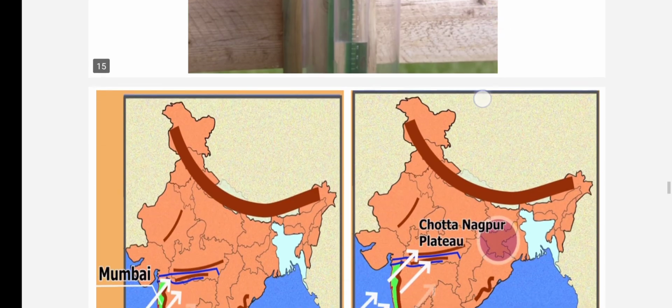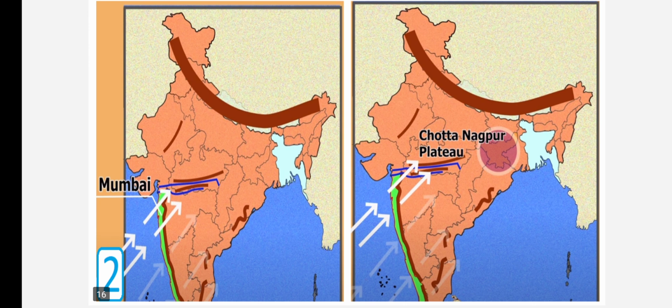Now, the second branch of the Arabian Sea monsoon winds strikes the coast of Mumbai. These winds move further along the Narmada and Tapi river valleys, which you can see in this picture. They cause a fair amount of rainfall in central India. The Chota Nagpur plateau receives 15 centimeters of rainfall from this branch only.